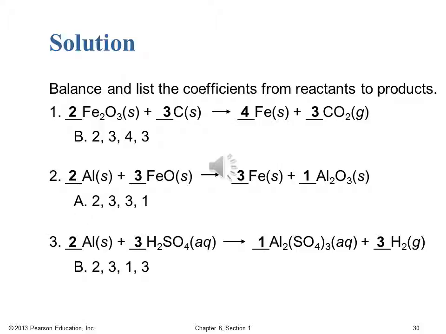Number 2, we had A, 2, 3, 3, 1, to give the correct balanced equation, 2 moles of aluminum solid plus 3 moles of iron(II) oxide, technically, yield 3 moles of iron solid plus 1 mole of aluminum oxide. Okay, and that's the only option that gave us the correct values for each coefficient of the reactants and products to give a balanced overall equation. Finally, number 3, 2 moles of aluminum solid plus 3 moles of H2SO4, sulfuric acid aqueous, yields 1 mole of aluminum sulfate plus 3 moles of hydrogen molecules. So choice B was correct there.